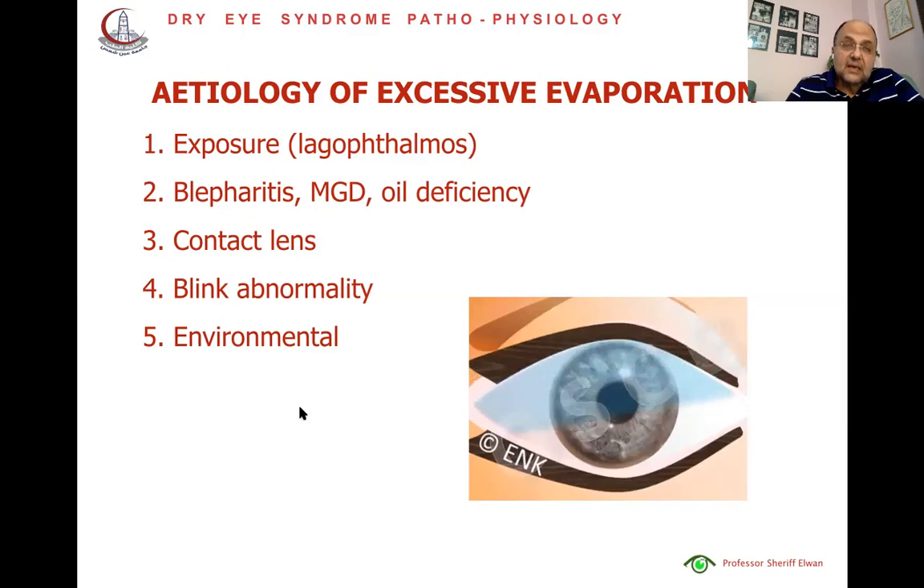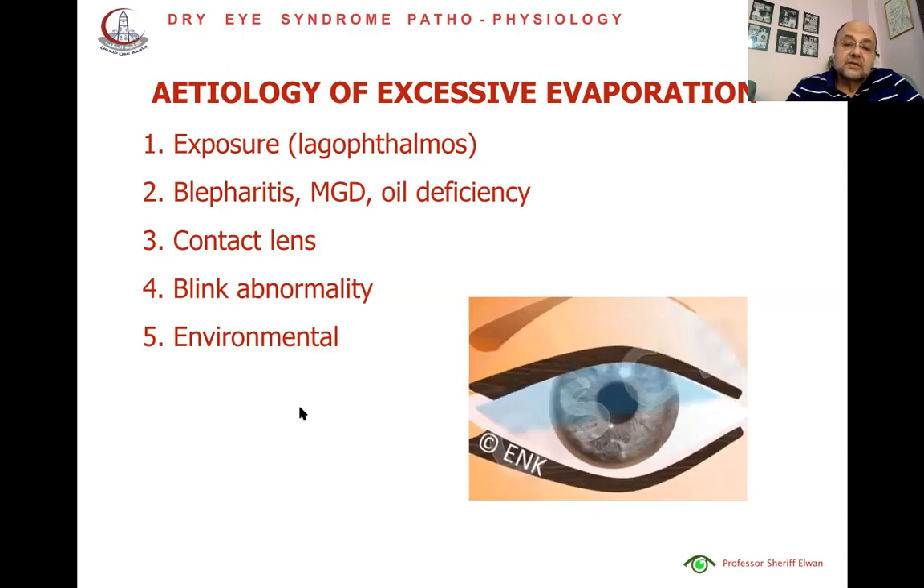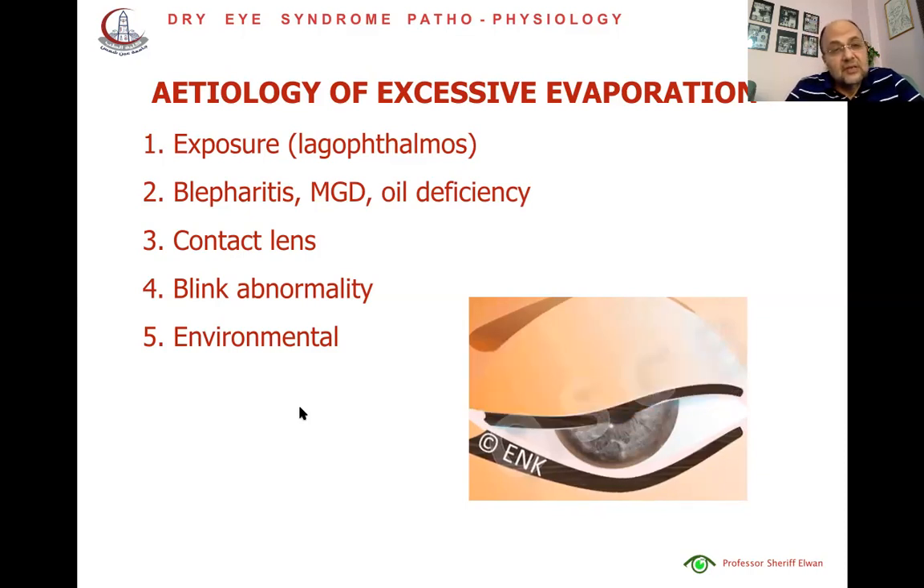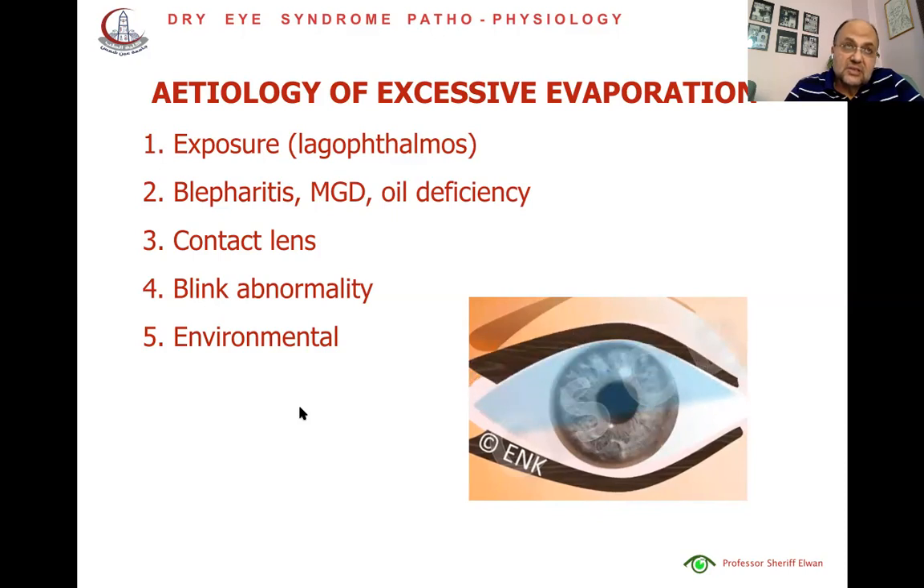Abnormality in blinking, for example essential blepharospasm, or environmental factors. And we shouldn't forget here smoking and exposure to outdoor conditions, sun, dryness, and so on.